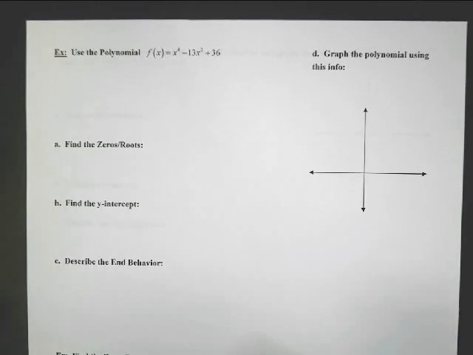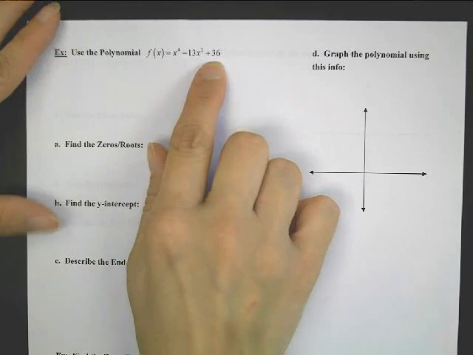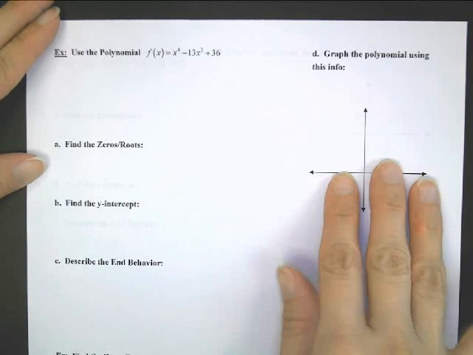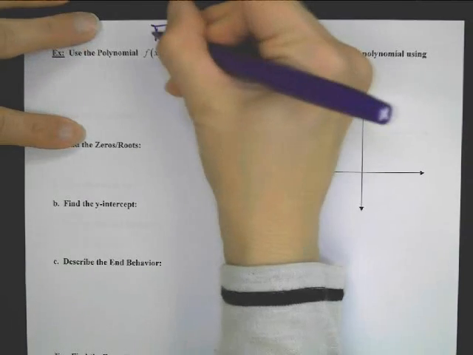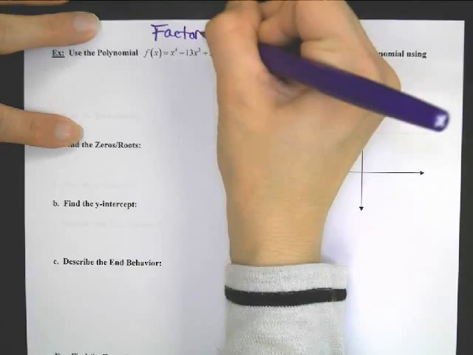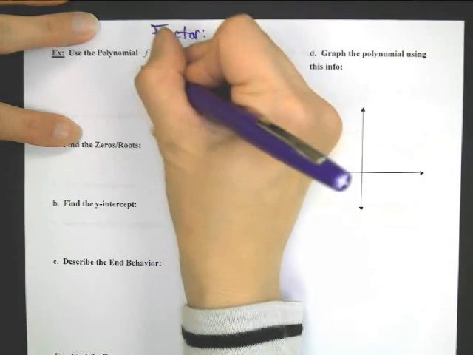here comes our first one. Okay, we're going to use this polynomial equation right here. We're going to graph it by using all these really cool things. So the first thing we need to do is we need to factor. Okay, so make sure that you're really good at that and you embrace the factoring.